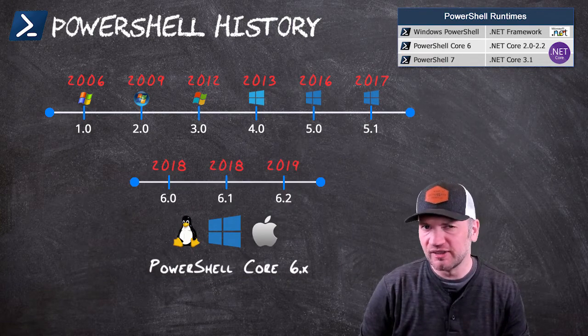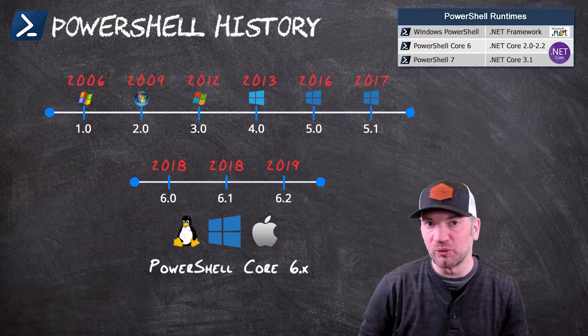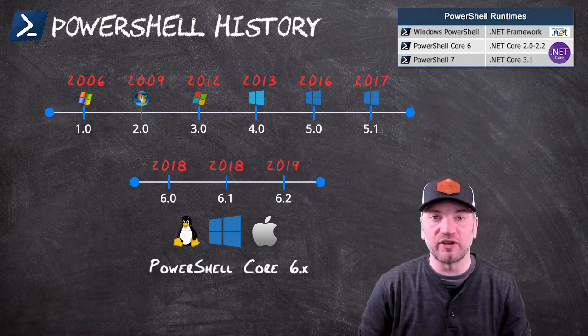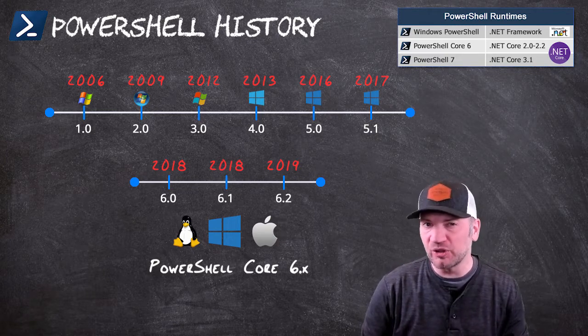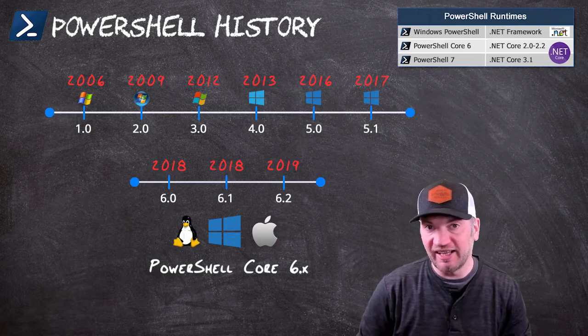PowerShell Core 6. Notice the name change there. It's no longer Windows PowerShell, it's PowerShell Core. And that's because PowerShell 6 was built on top of .NET Core rather than the full .NET framework. PowerShell 6 and .NET Core's claim to fame is that it's cross-platform. It runs on Windows, Mac OS, and Linux.